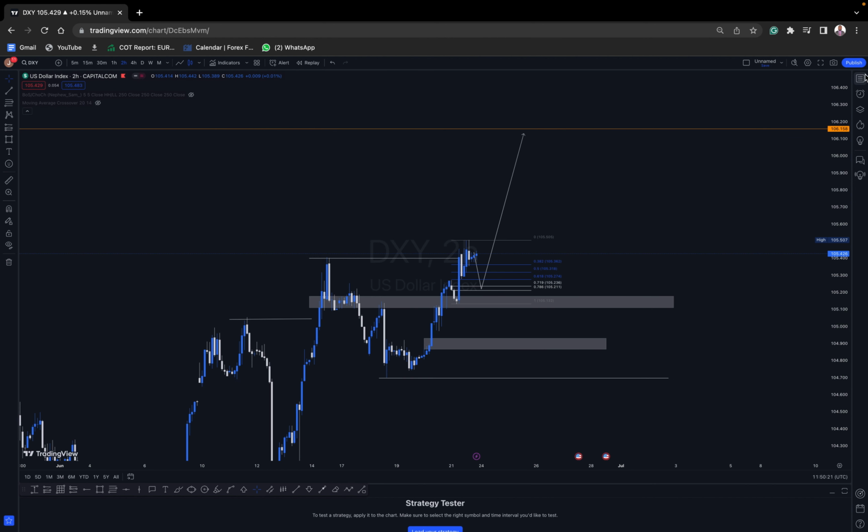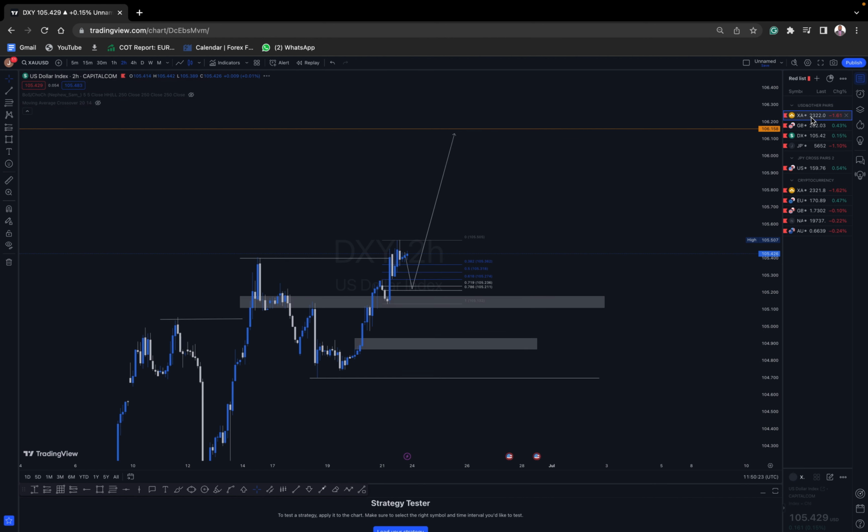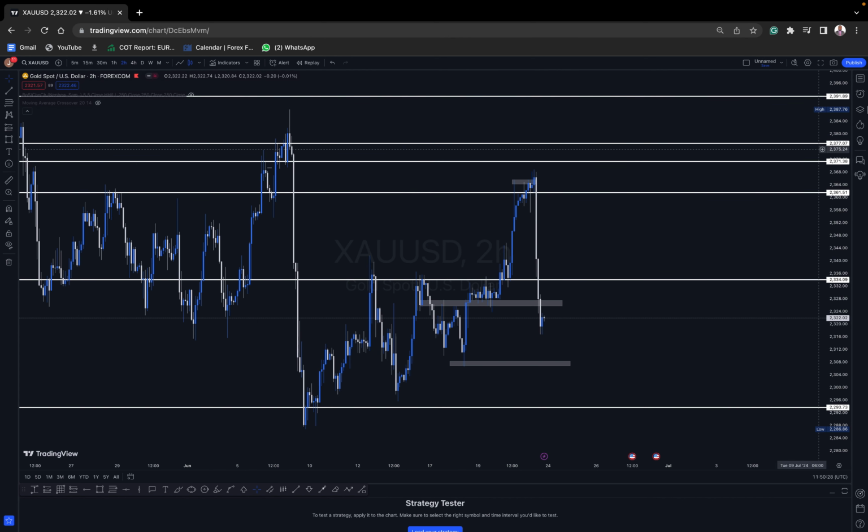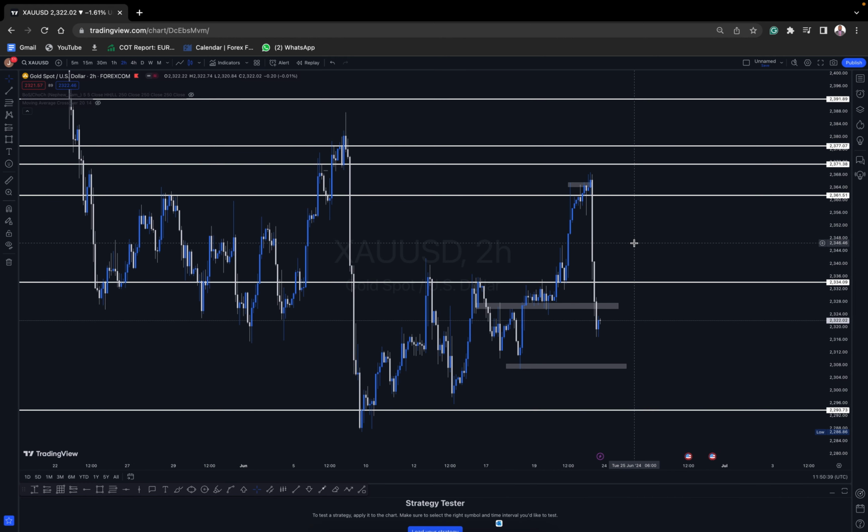So now let's go to gold, right? Gold has been very, very interesting this week. I was able to catch these buys all the way to this side. I'll show the screenshot for the side. I was able to catch these buys all the way to this side, I think that was on Thursday.